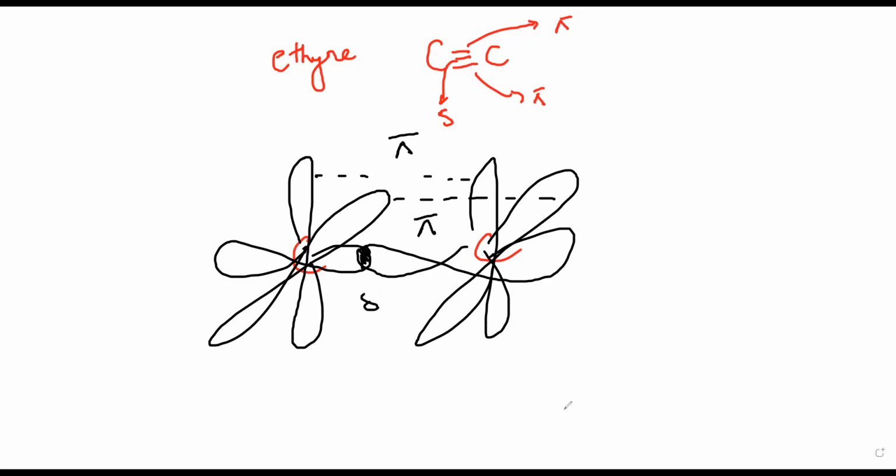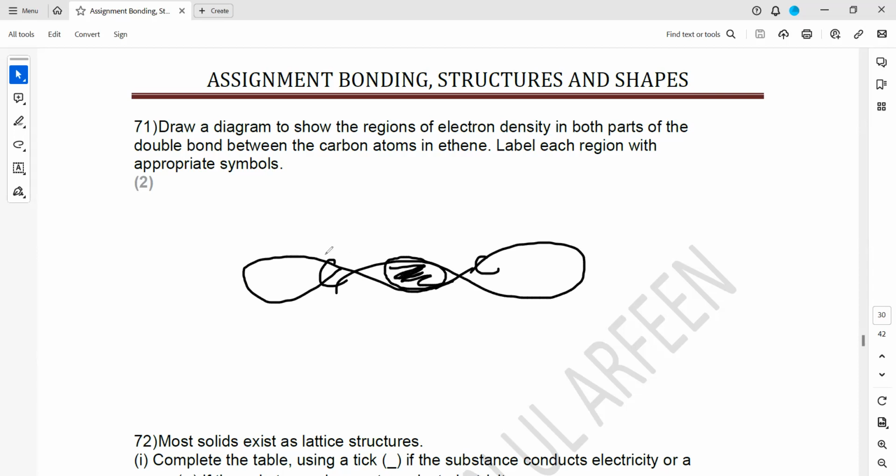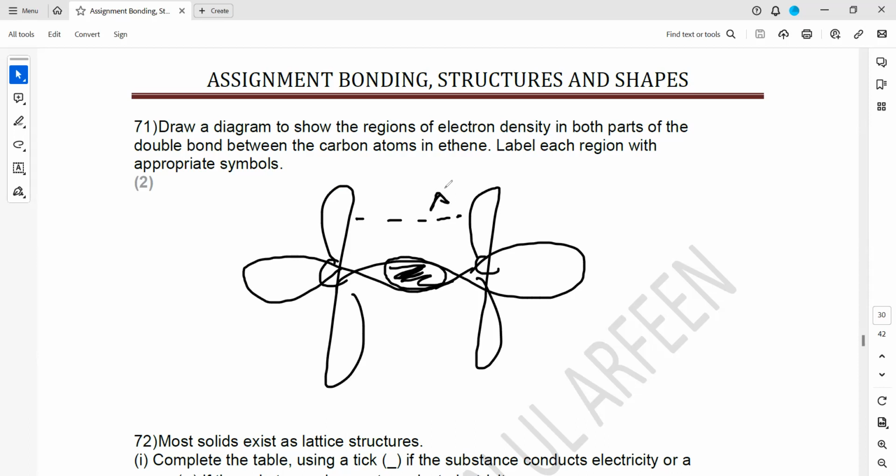But in the question, we have a double bond. That's why for a double bond, we represent one as a sigma covalent bond and another one as a pi covalent bond. There is attraction from the top and the bottom both, and that refers to a pi bond.